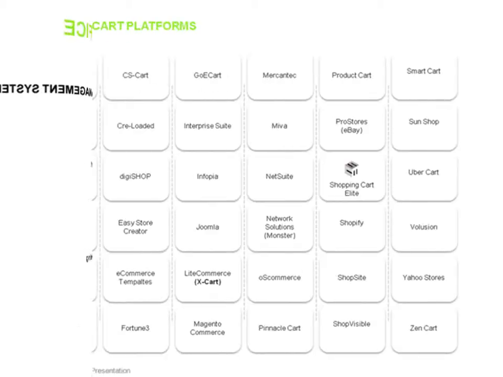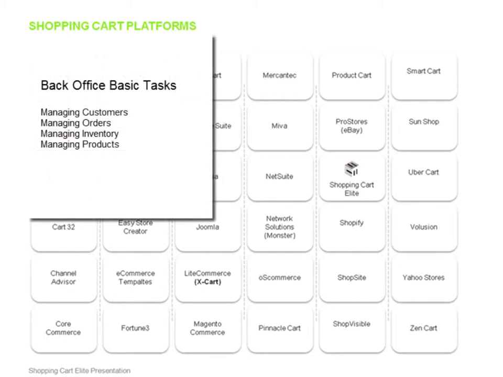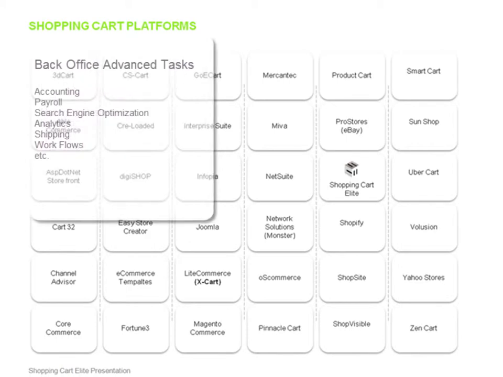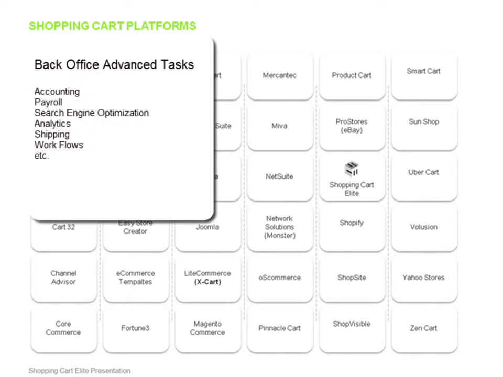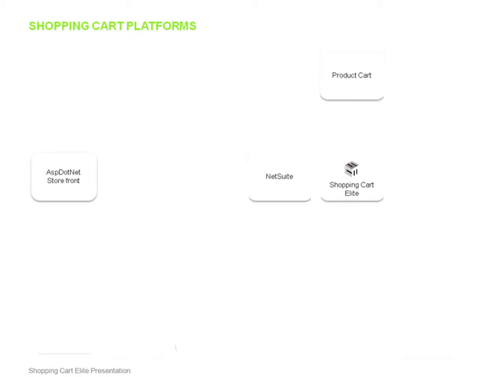Most shopping cart platforms offer a front-end website and a very basic back-office system. The basic back-office system will usually have simple tools to perform basic tasks such as managing customers, orders, inventory, and products. However, advanced tasks such as accounting, payroll, SEO, analytics, etc. will have to be done through third-party software. Only a few shopping cart platforms on the market today offer all the tools necessary for an entrepreneur to operate his e-commerce business using only a single vendor's software.